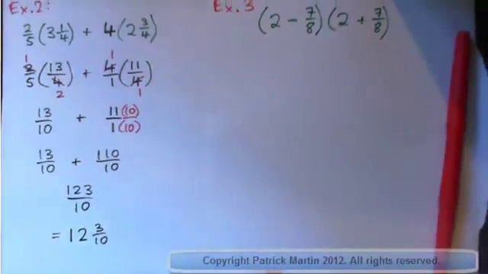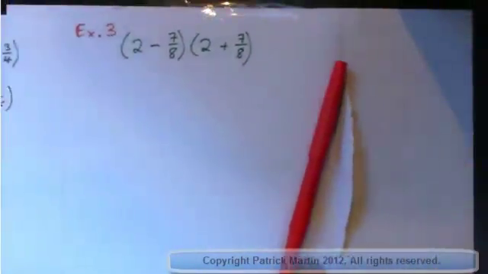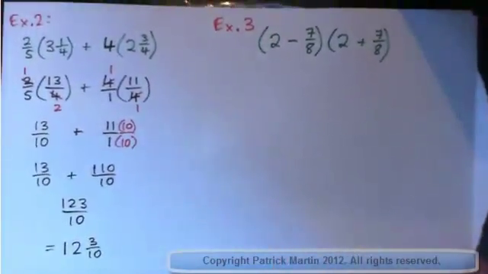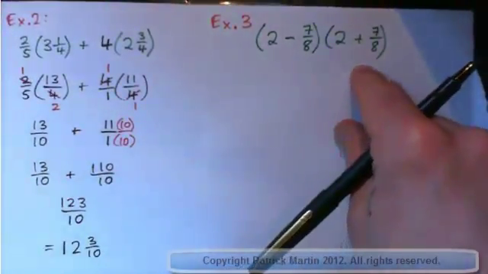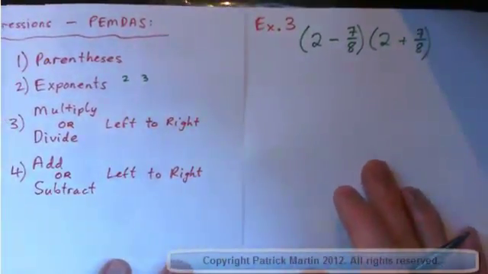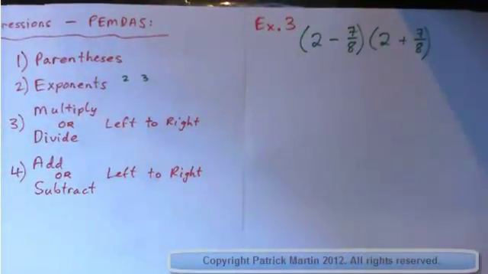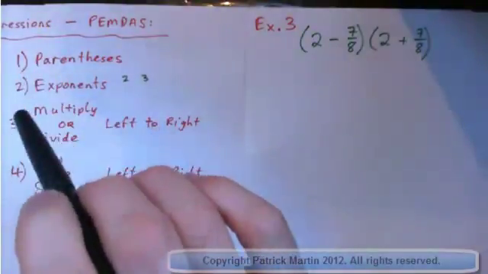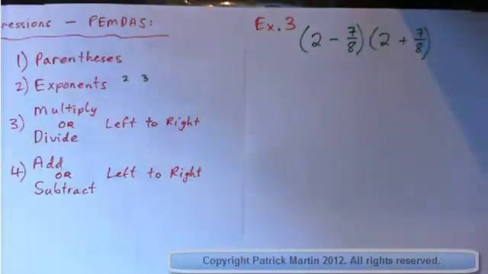Okay, so for the next example, we've got 2 minus 7/8 times 2 plus 7/8. We've got a couple of things to work out here. What do we do first? Well, consult our order of operations, PEMDAS. Parentheses, exponents, multiply, divide, add, or subtract.